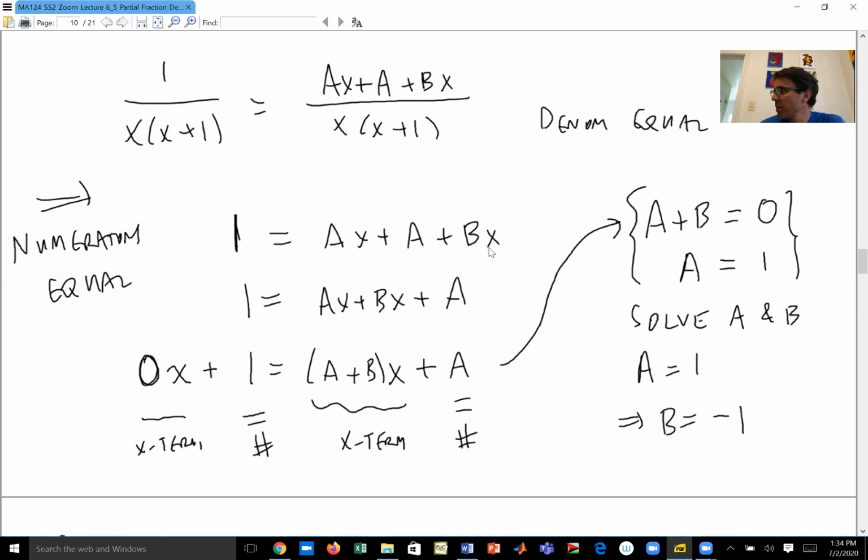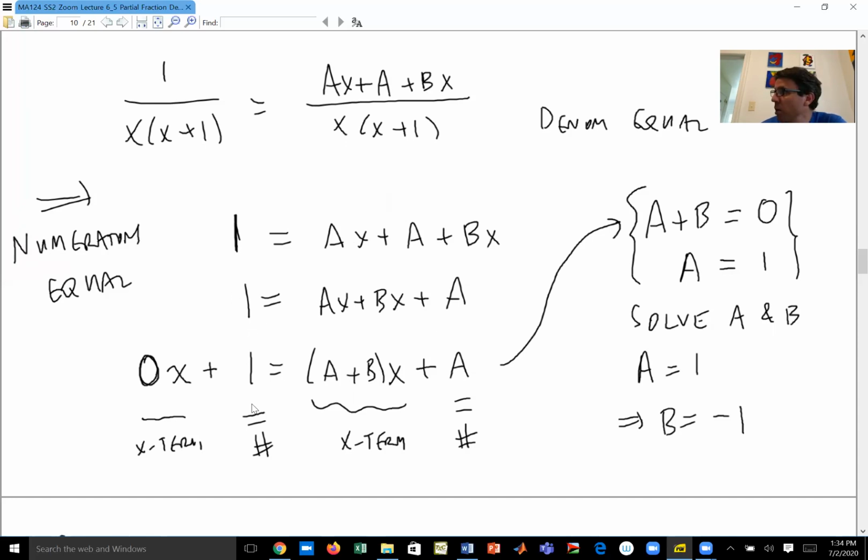Now, do a little bit of regrouping here. Maybe you can skip down to here. We have two x terms, which we combine into a plus b quantity x. And we have this term over here that doesn't have x. We call that the numerical term, which is a. Now, in this line, you can see they're equal to 1.